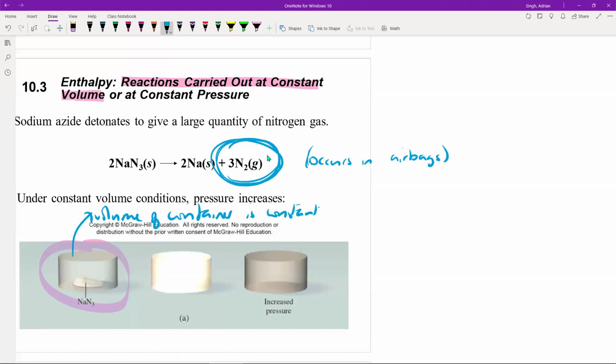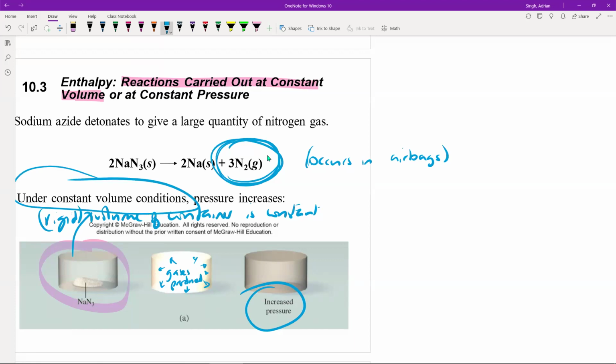But in this case, we don't have a bag. We actually have this container that is very rigid. This is a rigid container. So the volume is not going to change. So the gas that is produced, okay, so gas is now produced, those gas particles hit the walls of the container and they increase the pressure, right? The force exerted on the area inside the container causes the pressure to increase. So what we would observe then is an increase in pressure when we're dealing with constant volume conditions.